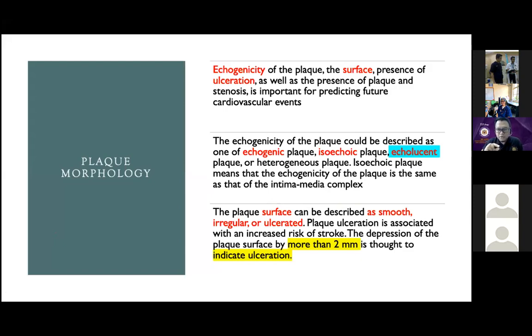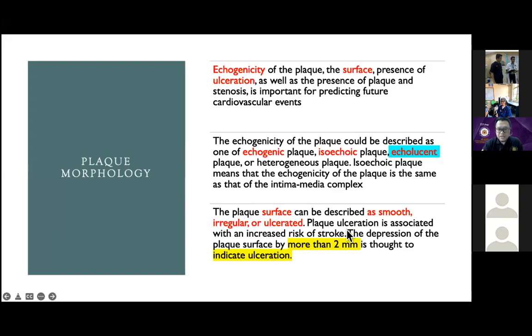So first, the reference for the plaque should be the intima media complex echogenicity. Okay, if the plaque is brighter than the intima media complex, this is considered hyperechoic. Okay, so how about the plaque surface? We can only describe it as either smooth, irregular, or ulcerated.